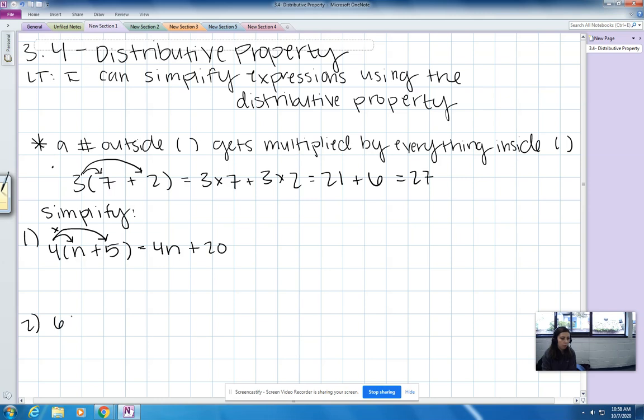Example 2, we have 6 times (x plus 2y minus 1). Again, this 6 needs to get multiplied by everything inside the parentheses, so I'm going to draw an arrow to each individual piece. I'm going to multiply that 6 by all 3 of those. So 6 times x, that is 6x. 6 times 2y, well, 6 times 2 is 12, so it's 12y. And then 6 times 1 is 6. So our simplified expression is 6x plus 12y minus 6.